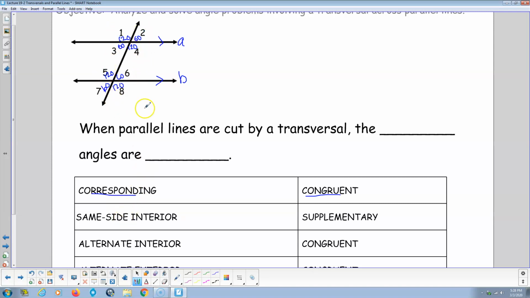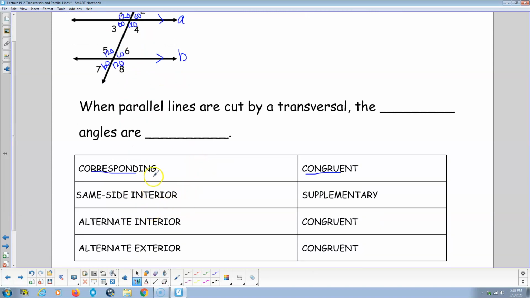So same side interior angles. Actually, let's skip that. Let's go alternate interior angles. So alternate interior angles 3 and 6. Hey, they're both 60. 4 and 5, they're both 120. So alternate interior angles are congruent.